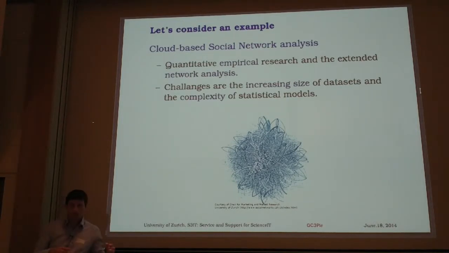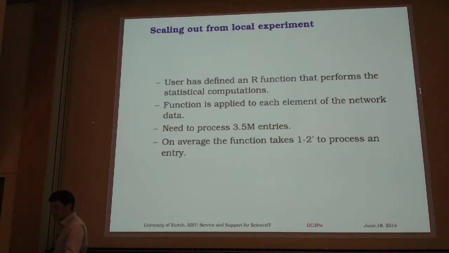They do quantitative empirical research and network analysis. The main challenge they have, this is a typical example of a researcher who has been developing some tool on his own workstation, and now he realized that it doesn't fit any longer. He doesn't know how to move away from this. When we approached the user to discuss the use case, he had a relatively simple R function that he wanted to apply to every element of these gigantic tables. One typical example of a gigantic table is this one with 3.5 million entries, and computing every entry within this table takes 1 to 2 minutes approximately. They have quite a few of them.